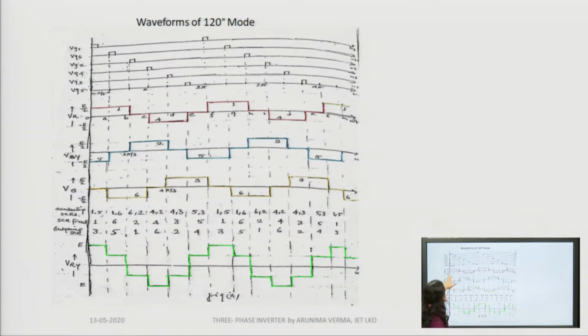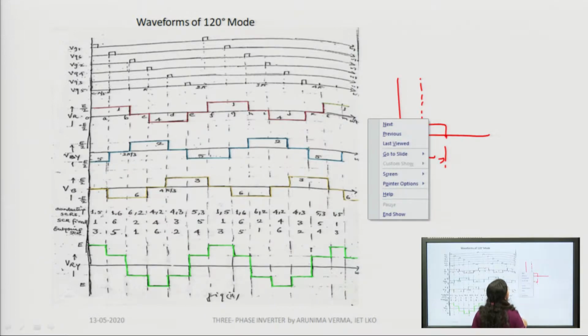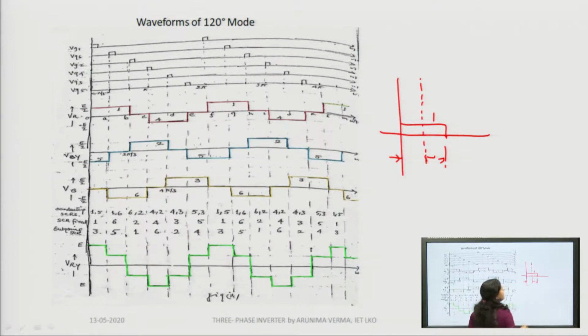SCR1, when it is fired, it is of R phase. It will be conducting for 120 degree mode, that is one slot is for 60 degree, this one, and another one is this one. Now, this SCR1 of R phase will conduct for 120 degree. That is why the name given is 120 degree mode.